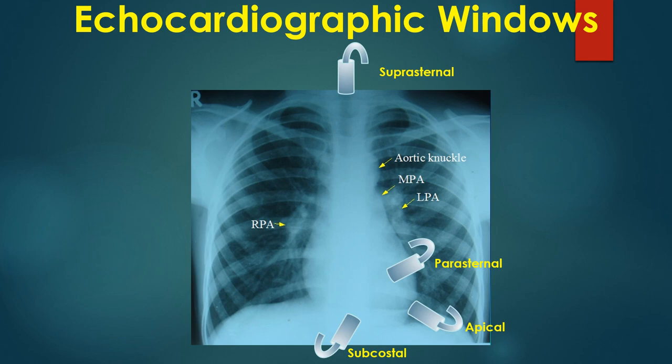Transthoracic echocardiography is often done from 4 echo windows. Echo windows are regions on the chest which permit imaging of the heart with least covering by the lungs.